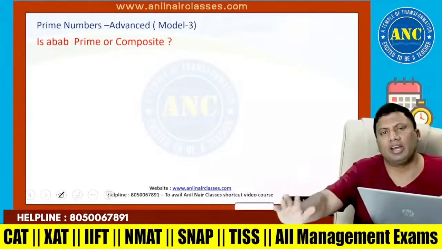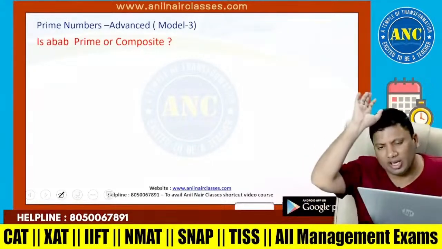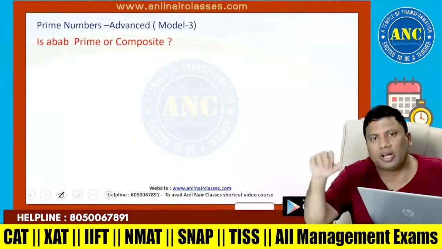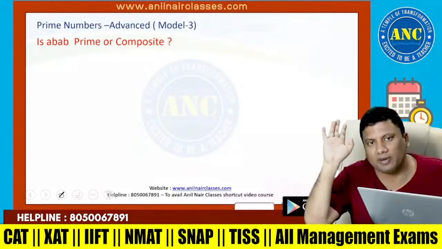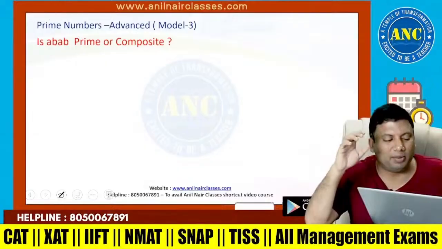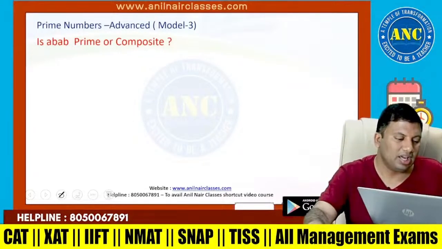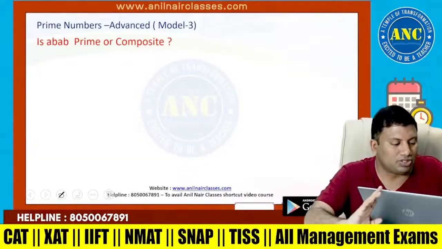These questions are all previous year exam questions. There used to be an examination, ATM. There used to be another examination, PGDCM. It is a computer aided management course in IIM Kolkata, way back a decade before. These are all the questions which came from that examination. AB, prime or composite? Another concept, divisibility rule.